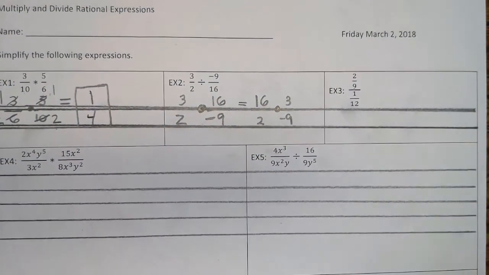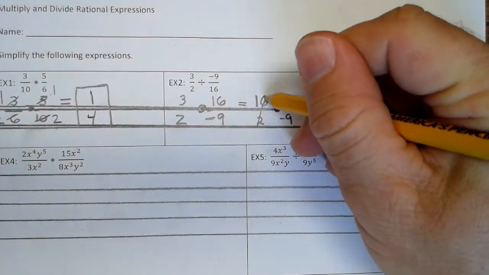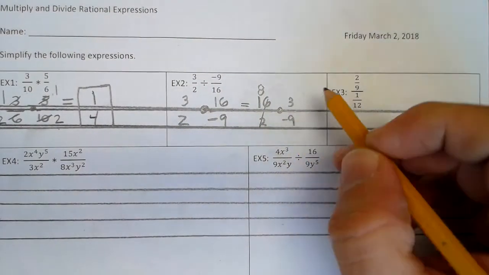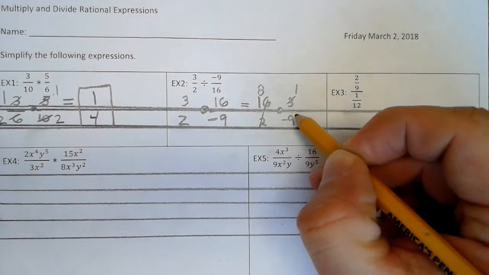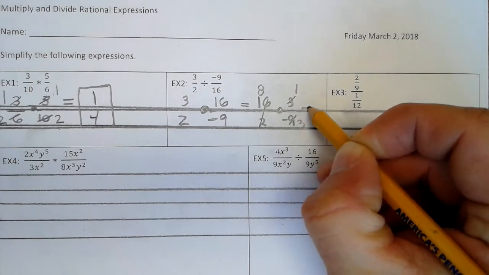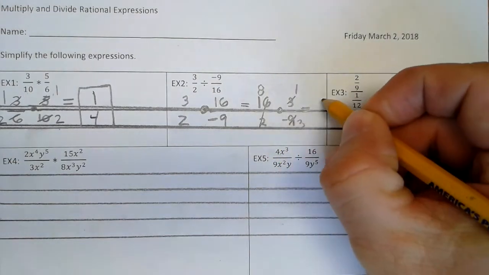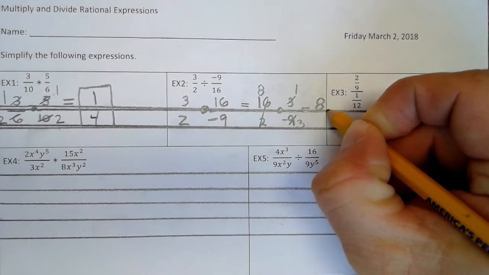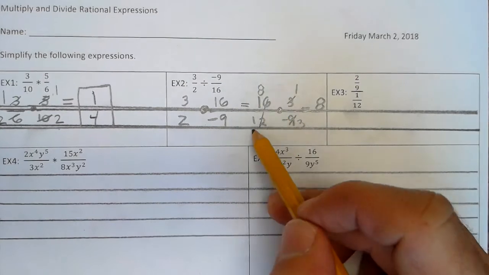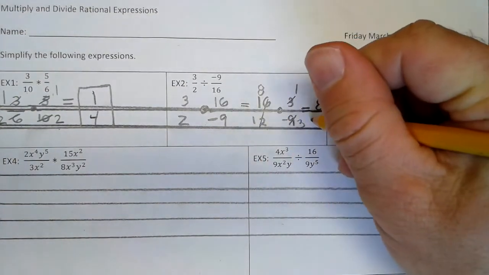And the reason we do that is because 16 divided by 2 becomes 8, and then 3 divided by negative 9 becomes 1 divided by negative 3. So 8 times 1 is 8, and the denominator is just 1, since 16 divided by 2 becomes 8 divided by 1. And 1 times negative 3 is negative 3.